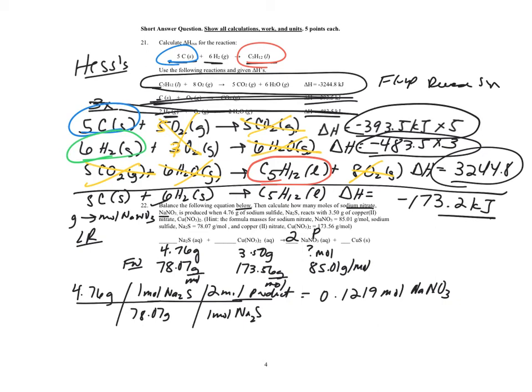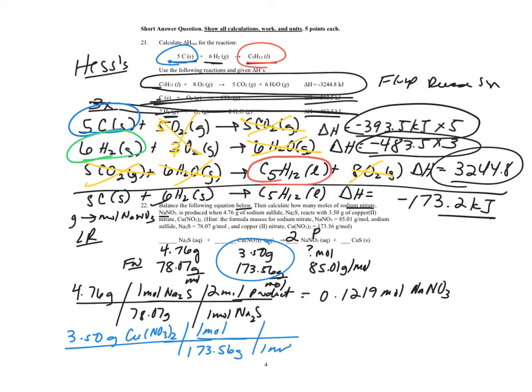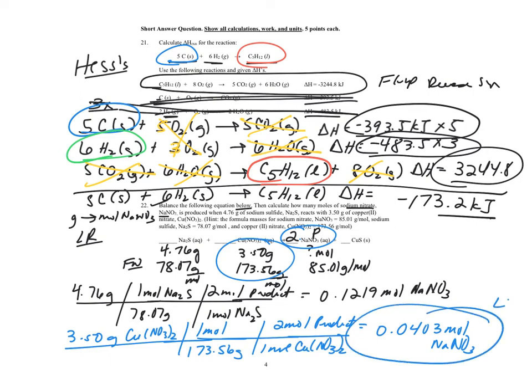And then you want to do the same thing with this one. 3.50 grams of the copper nitrate, and then you use your formula mass, 173.56 grams for 1 mole. And then for 1 mole of copper nitrate, we look at the coefficients, we have 2 moles of product. And then when you do that math, you see that that's 0.0403 mole of sodium nitrate. Well, which one's the least? This is your least, so this is your limiting reactant, and this is also the amount of moles that is produced. So that's your answer.